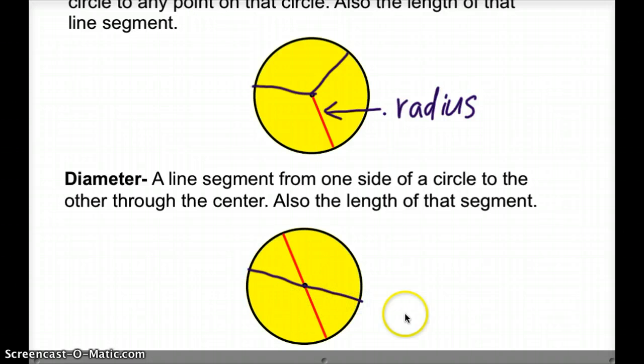And it has to go all the way across. So radius just goes to the center and out. Diameter goes all the way across.